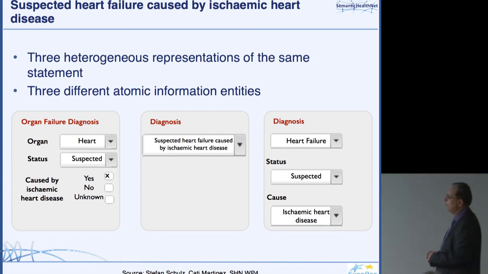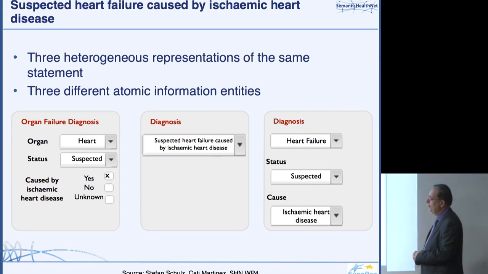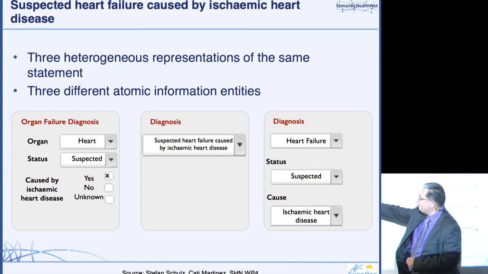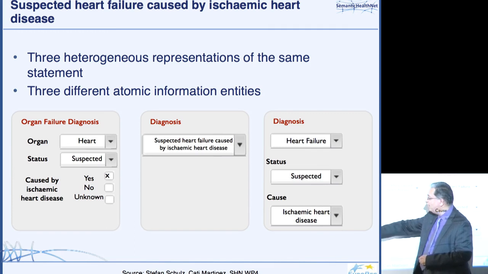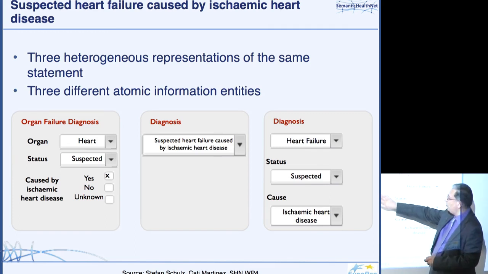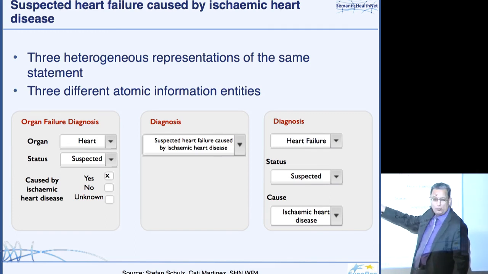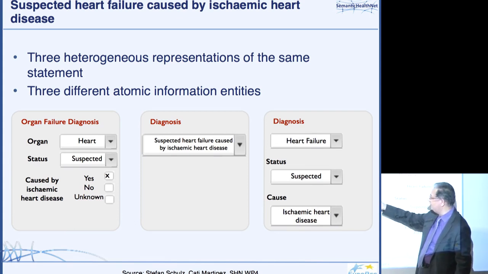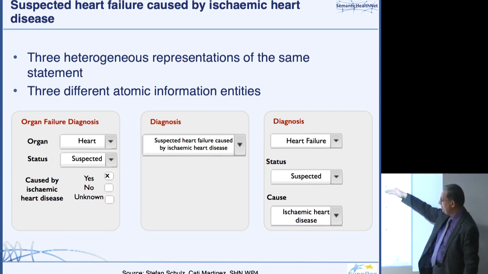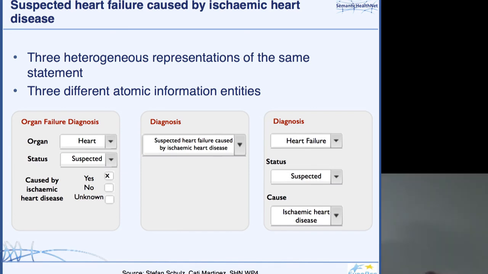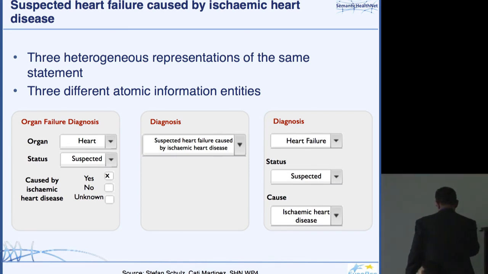So here we've got a suspected heart failure. Here we've got a single coordinated term, a single term expression that has everything in. Here we have it split into 3 different components. Trying to glue these together is the challenge of interoperability. What we want to do is to try and avoid having 3 different representations, because that's only 3 examples. You could imagine there could be 10 others by different vendors.